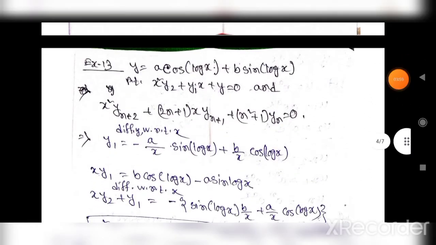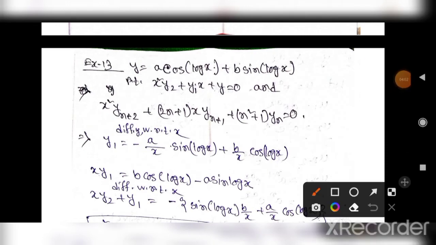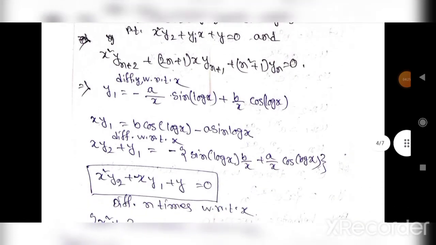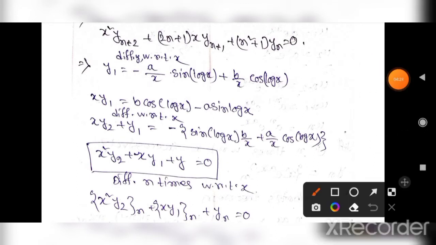Next example. y equals a cos log x plus b sin log x. Then prove that x square y2 plus x y1 plus y equals 0, and x square y(n+2) plus (2n plus 1) x y(n+1) plus (n square plus 1) yn equals 0. Similar to the above example, differentiating with respect to x we get y1 equals minus a by x sin log x plus b by x cos log x. Then x y1 equals b cos log x minus a sin log x.